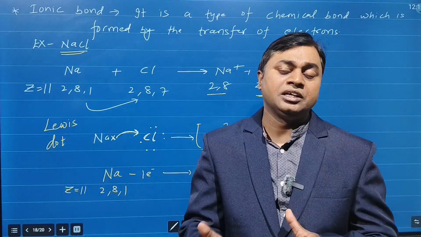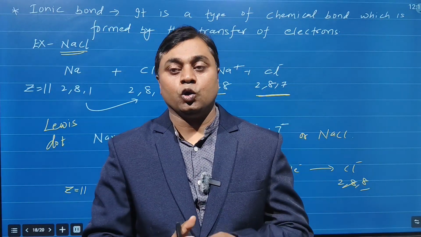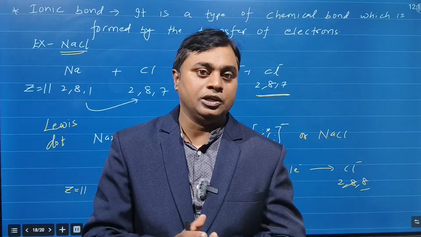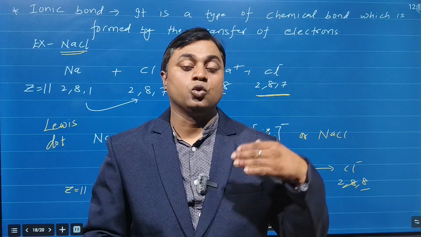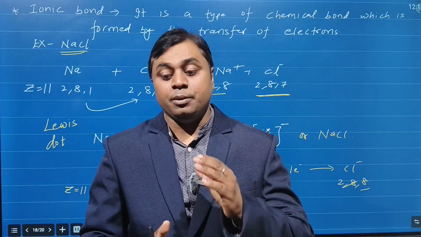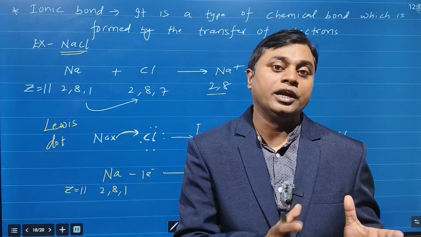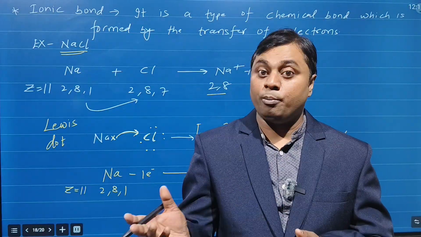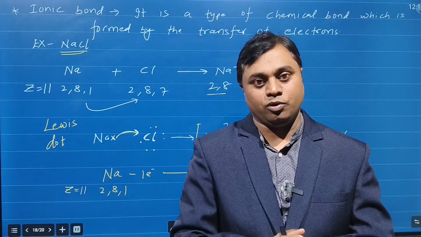Covalent compounds have low melting and boiling points. Ionic compounds are generally soluble in water. Covalent compounds are generally insoluble in water. Ionic compounds are formed by the transfer of electrons, whereas covalent compounds are formed by the mutual sharing of electrons. If you see petrol, kerosene, diesel, all are covalent compounds. NaCl, common salt, is an ionic compound. Am I clear?